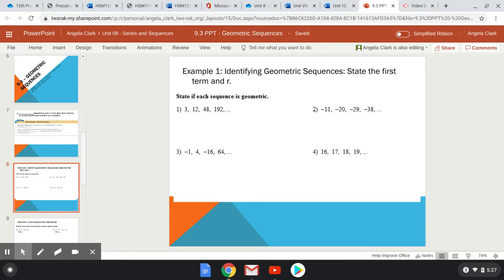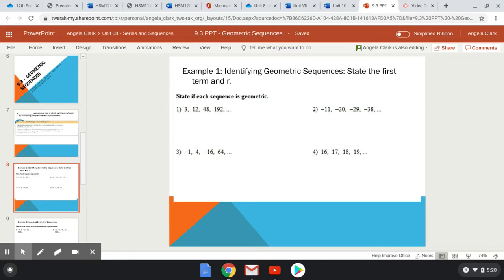Hello. In this set of examples, we are going to be figuring out whether or not these sequences are in fact geometric. If they are, then we're going to state the first term and R, which is that common ratio. So let's go ahead and do that.